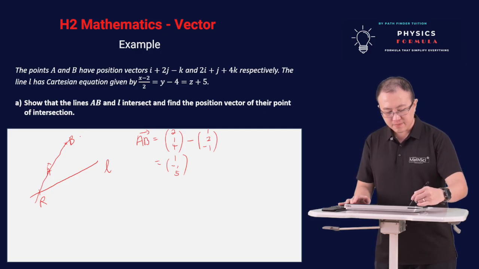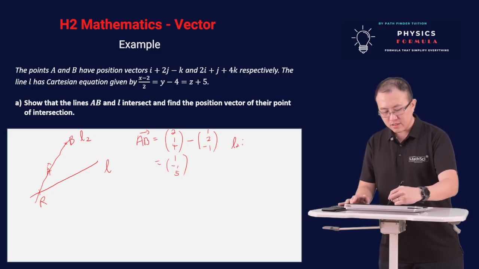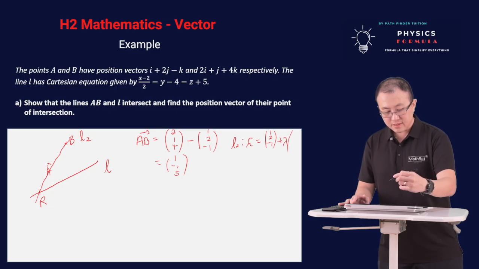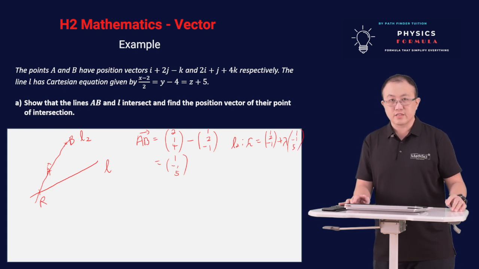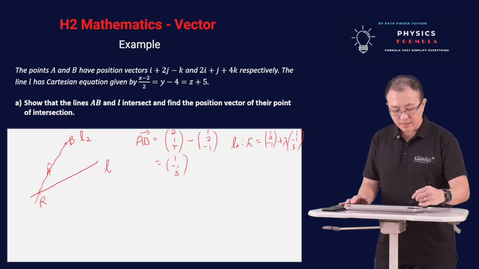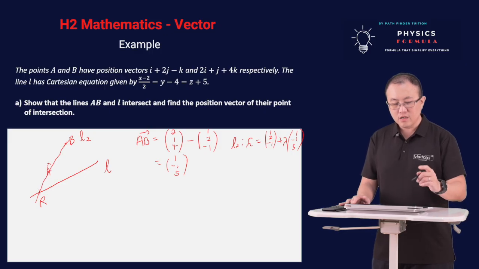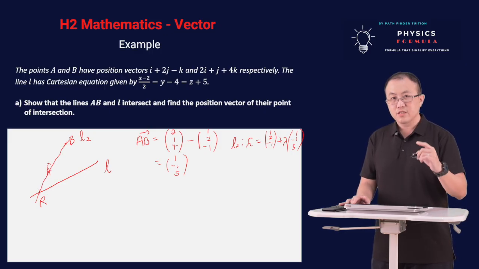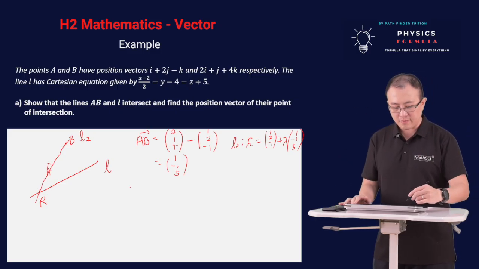Then after that, we will be able to get the equation of the line. Let's call this L2. So the L2 equation will be r equals to the point A, which is 1, 2, minus 1, plus lambda of 1, minus 1, 5. This is the equation of line L2. So L2 is this, and L, which is our first line, is actually the other equation, which was given to you in the Cartesian form. So let's change it back to the column vector form first, because only when they are in the same form, then I can do the simultaneous equation.